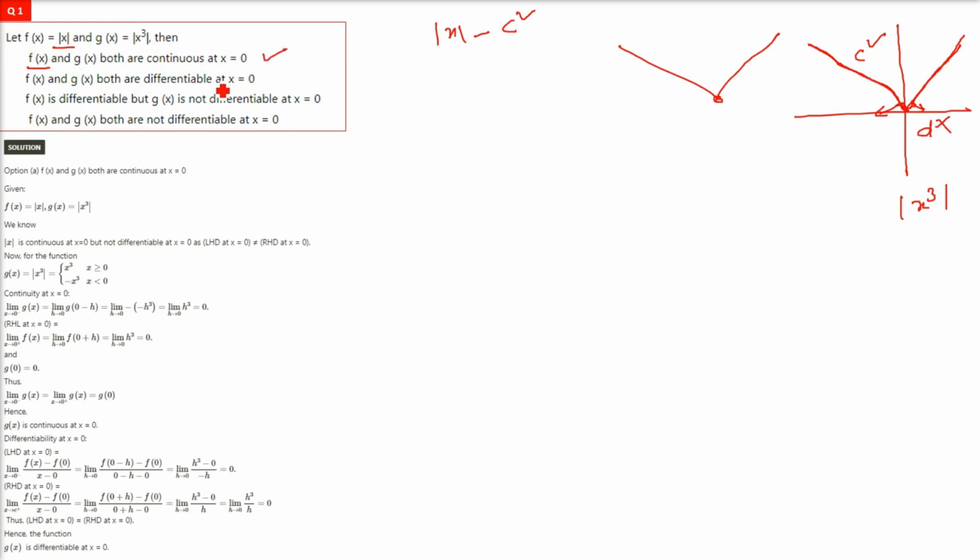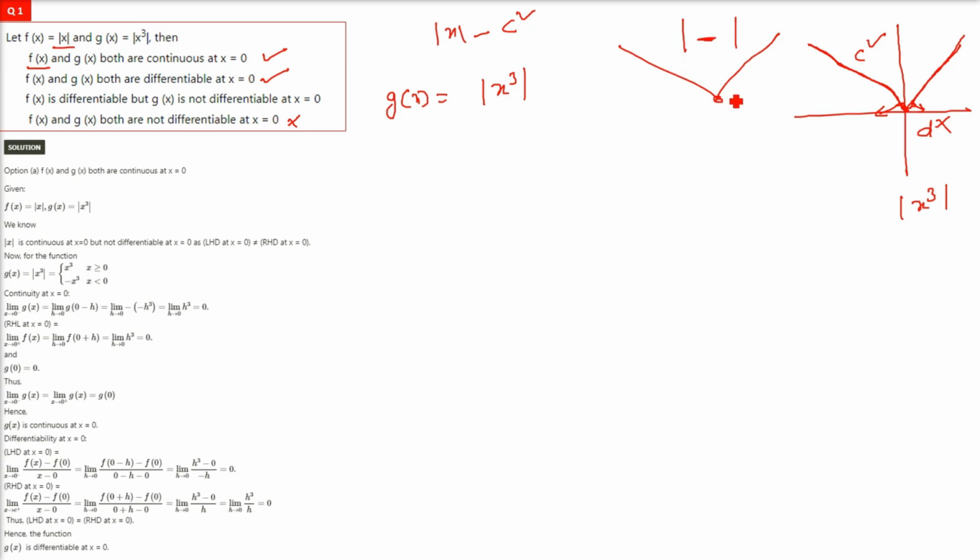Now coming to this modulus of x cube, that we are definitely going to see. It is similar to modulus x because it is just x cube, but inside modulus. So let us check it. The last option is incorrect because modulus x is not differentiable. And modulus x we have already talked about, so now modulus x cube.